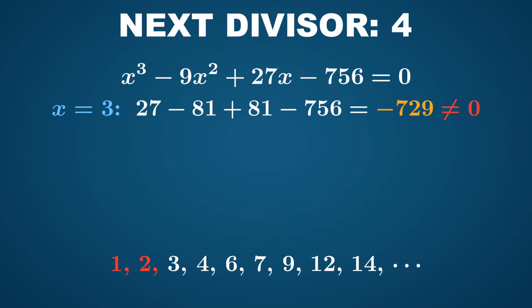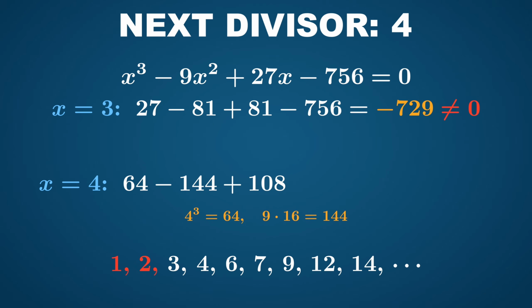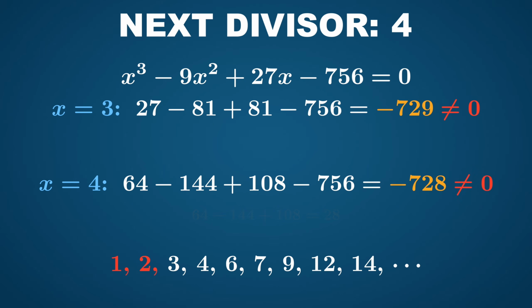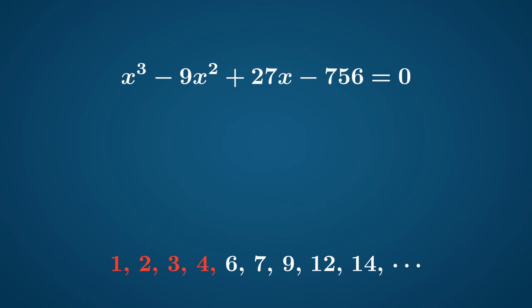The divisor 4 comes next, so we substitute that in. Now 4 cubed is 64, and 9 times 16 gives us 144. The linear piece is 27 times 4, which equals 108. So the value is 64 minus 144 plus 108 minus 756. That simplifies to 28 minus 756, which is negative 728. 4 tests in, and the totals have barely moved at all.